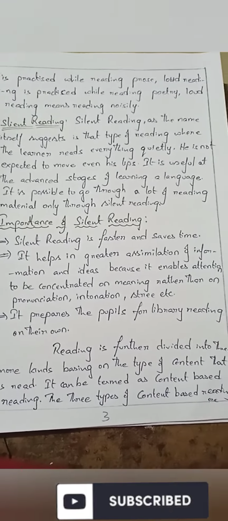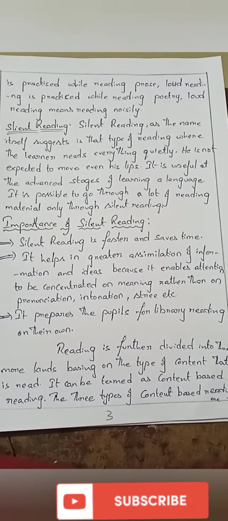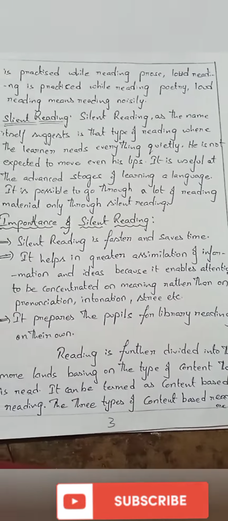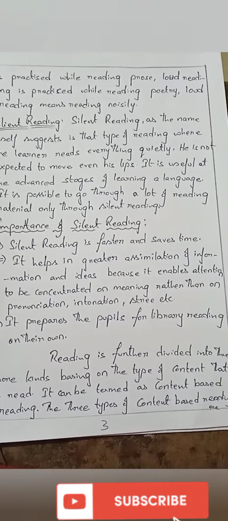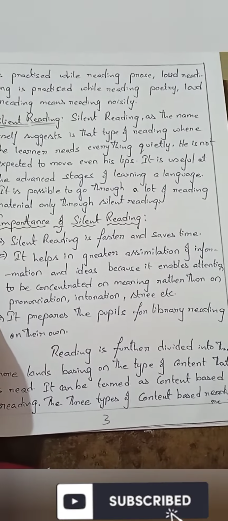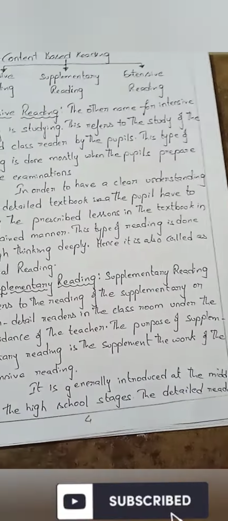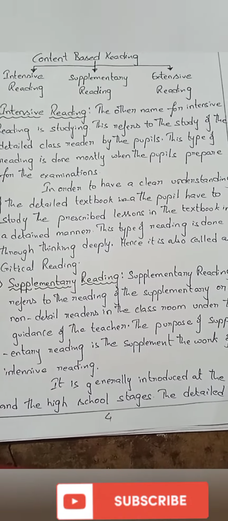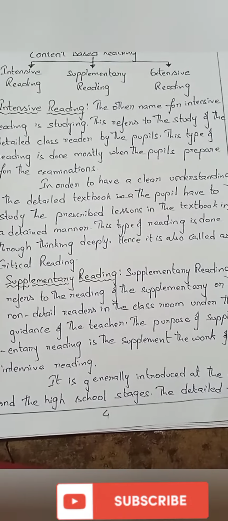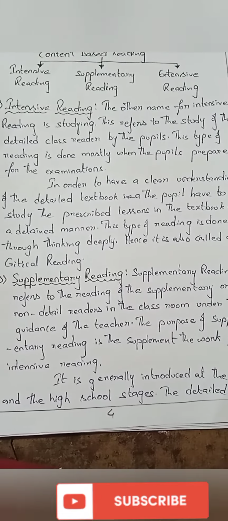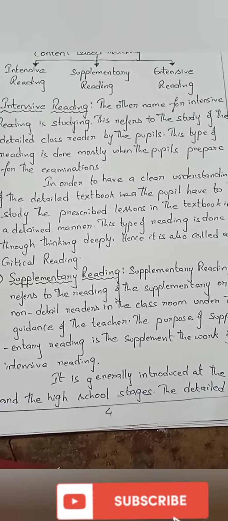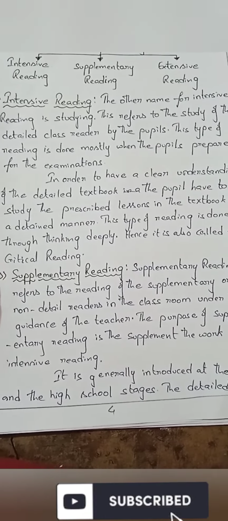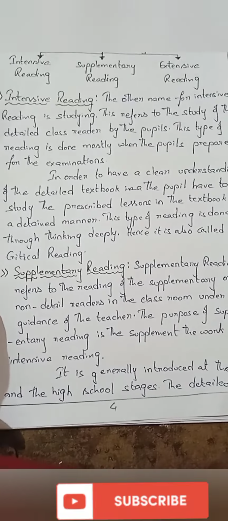Reading is further divided into three more kinds based on the type of content that is read. It can be termed as content-based reading. The three types of content-based reading are intensive reading, supplementary reading and extensive reading. Intensive reading, the other name of which is studying, refers to the study of the detailed class reader by the pupil. This type of reading is done mostly when the pupil prepares for the examination.